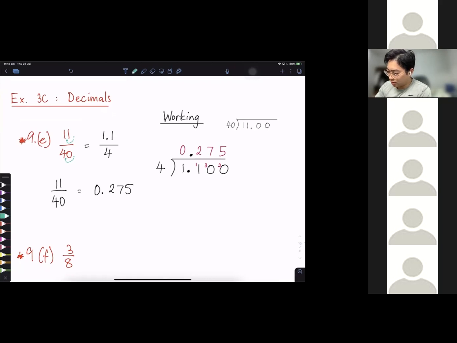Our decimal is the answer at the top, or what we call the quotient. Yeah. This position up here is called the quotient. And that's our decimal up here. Okay. So that there is our decimal.